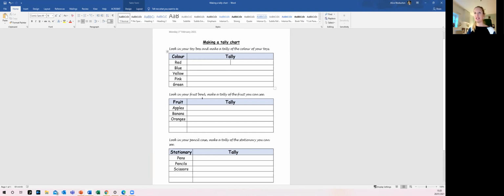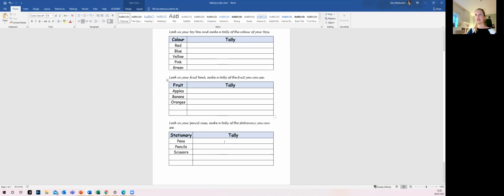The next tally chart is all about fruit. I've put into the tally chart apples, bananas and oranges, but I am fully aware there's a whole range of different fruits that can go into a fruit bowl. So I have left the bottom 2 rows empty, and you can write in any other fruits that you might have that I missed out. Like maybe if you have kiwi fruit or pears, you can write that in there, and then you can add the tally for how many you have of that fruit too. So the second one, you're looking in your fruit bowl and making a tally.